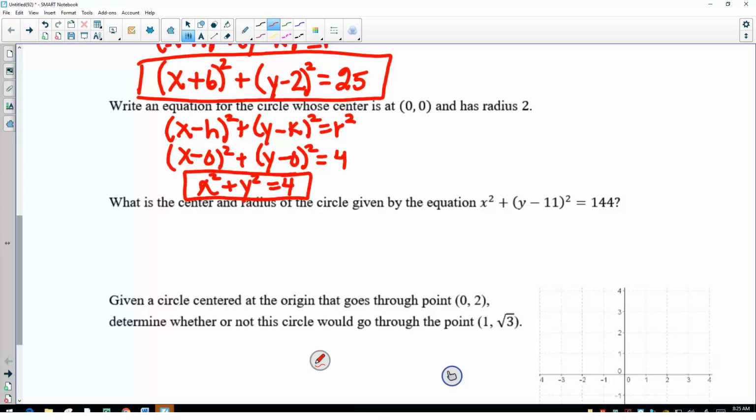I see an x squared plus y squared, and it doesn't look like there's any coordinate located. Well, if there's no coordinate to represent that h and k, something you want to keep in mind then is that's telling you that the center is at 0, 0.